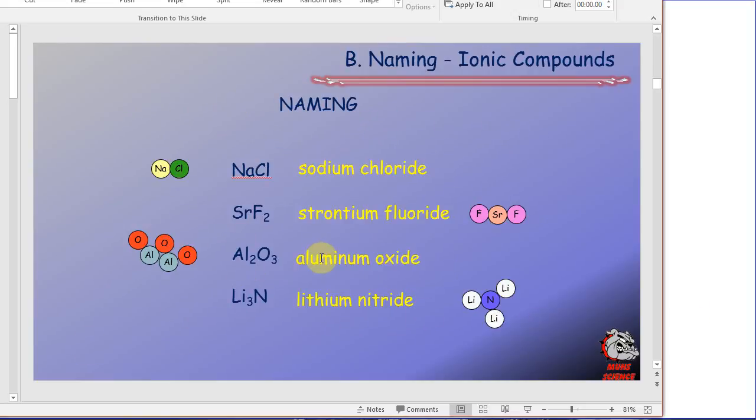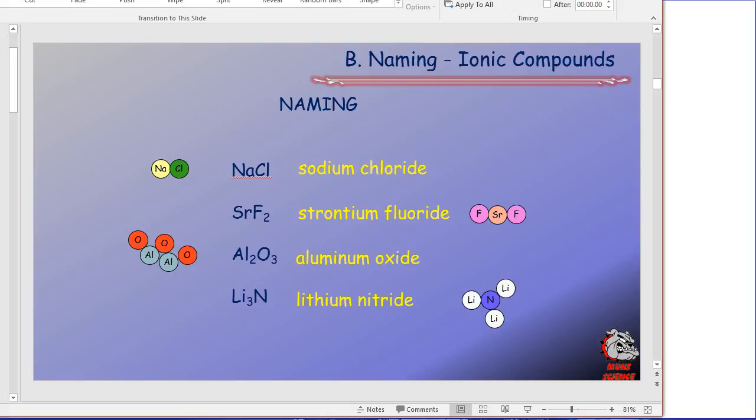So here's a couple of samples from the notes. NaCl would be sodium chloride. SrF2, strontium fluoride, and all you're doing is taking the metal name, combining it with the anion name, and that's how you generally get your name. Formula writing is a little bit more difficult.